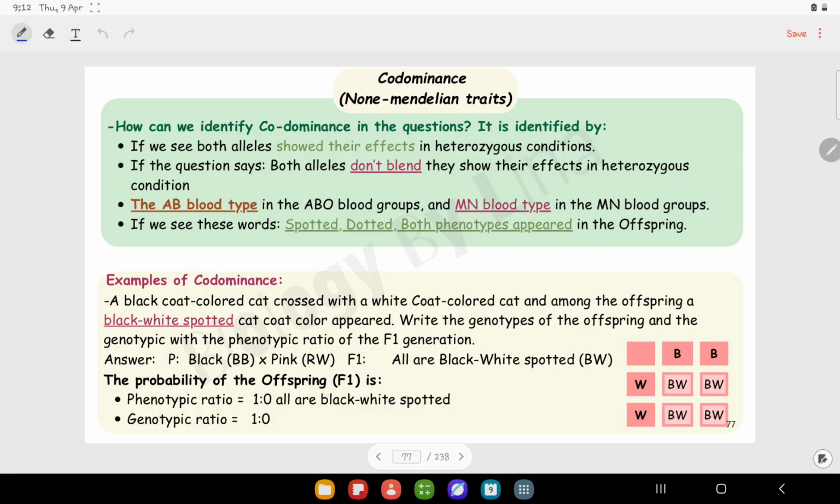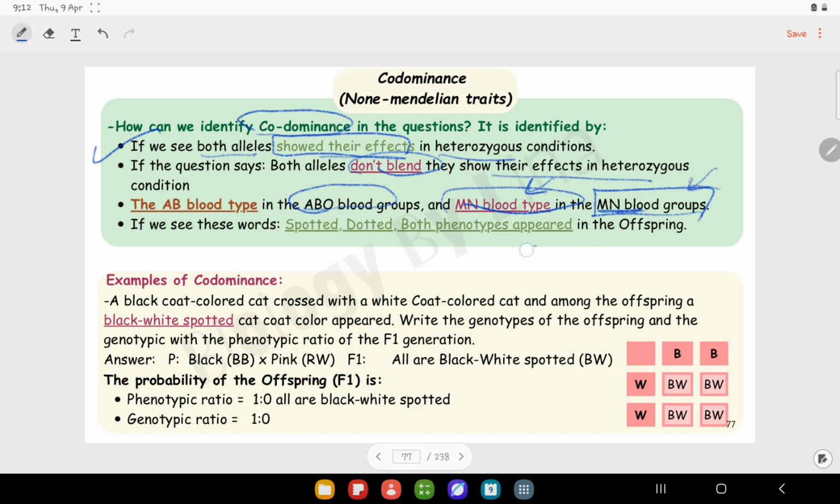So how can we identify codominance in the question? As we said before, both alleles show their effect or express themselves in a heterozygous condition. If the question says both alleles don't blend together and they both show effect in a heterozygous condition, it's codominance. An example is the MN blood type. We have AB blood type and MN blood type. The MN blood type is an example of codominance. As we said before, we have the ABO blood group, and now we also have another type of blood group, named the MN blood group.